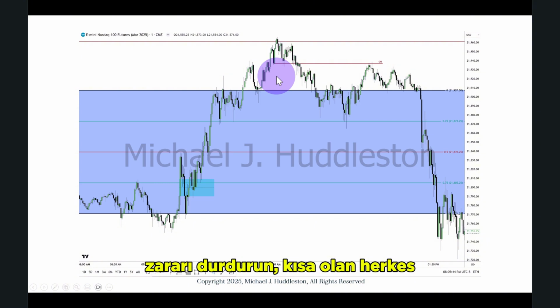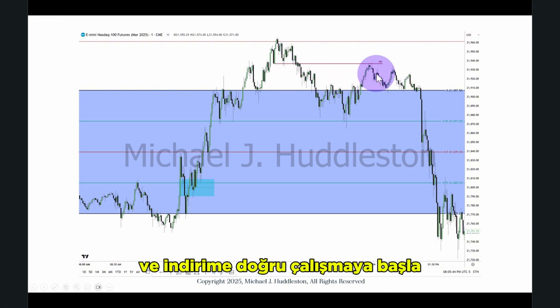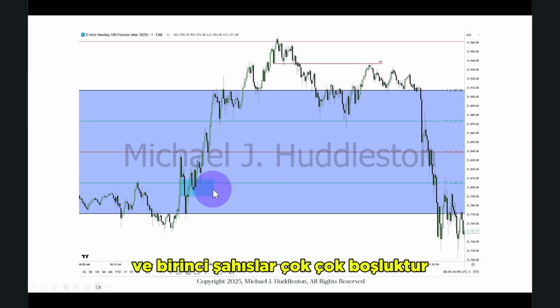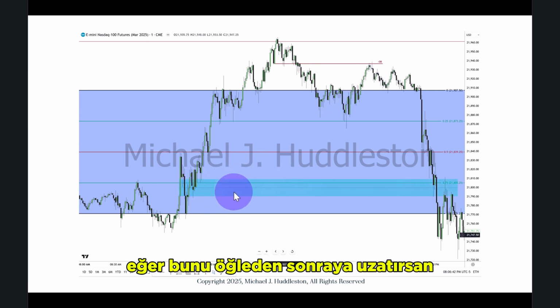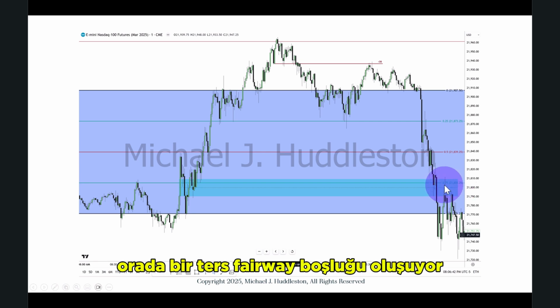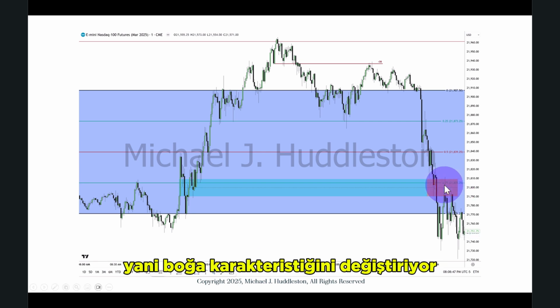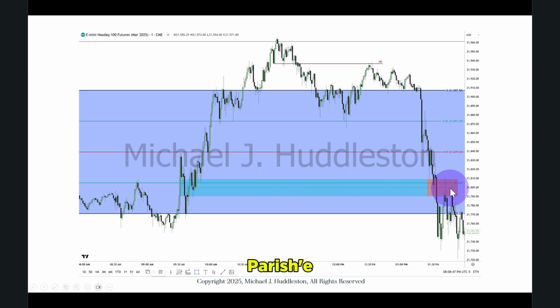They've done enough to take out all of the trailed stop losses. Anyone that was short, now they can go in and start working back towards the discount in the range. Okay. And the first presented fair value gap, if you extend that over into the afternoon, it becomes an inversion fair value gap there. So it's changing its characteristic from bullish to bearish.